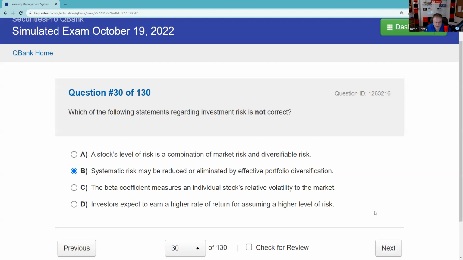C, the beta coefficient is individual stocks. It measures an individual stock's relative volatility to the market. Not correct? That is correct. Remember, we're asking, well, you got to be careful on what not correct. That is correct. That is what beta is. It's measured. The market, by the way, is the S&P 500 for beta purposes. Investors earn a higher rate of return for assuming higher. Yeah. So B is not true. Risk prevails despite diversification.